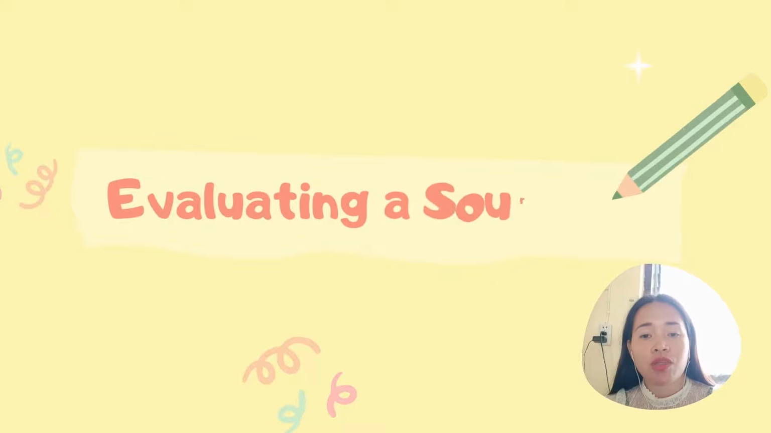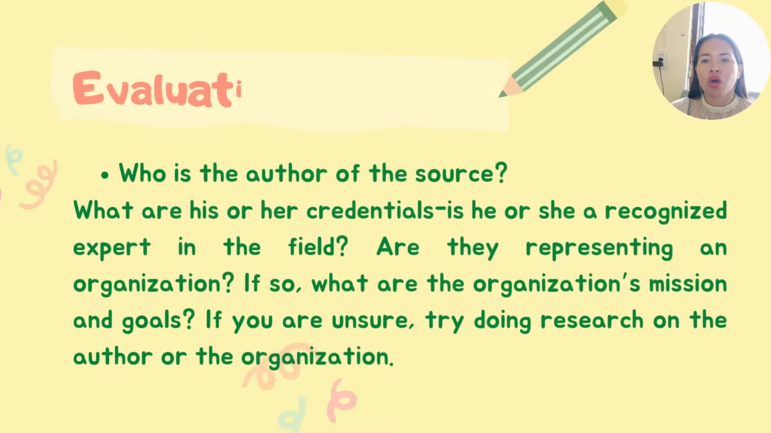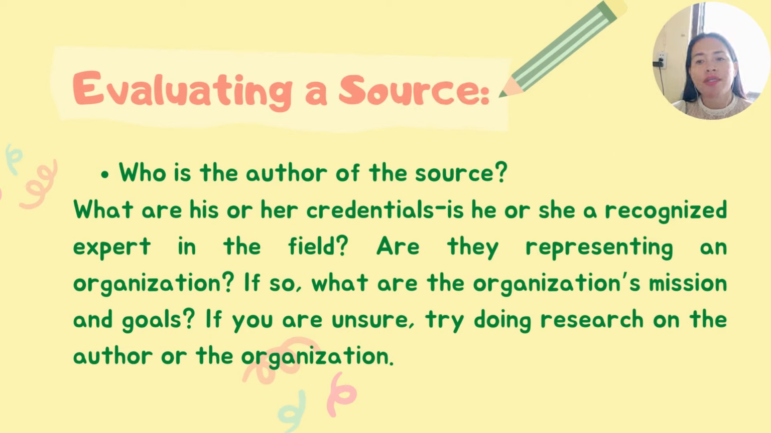When we determine that a source is good, we say that it has validity. But how can we determine if the source you're consulting is valid? Here are a couple of questions to consider. The first question is, who is the author of the source? What are his or her credentials? Is he or she a recognized expert in the field? Are they representing an organization? If so, what are the organization's mission and goals? If you are unsure, try doing research on the author or the organization.